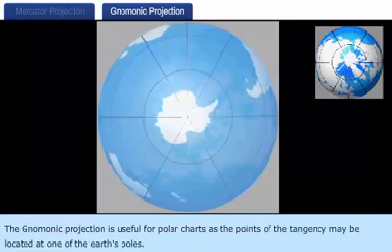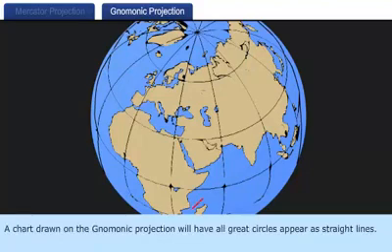The gnomonic projection is useful for polar charts, as the point of tangency may be located at one of the Earth's poles.